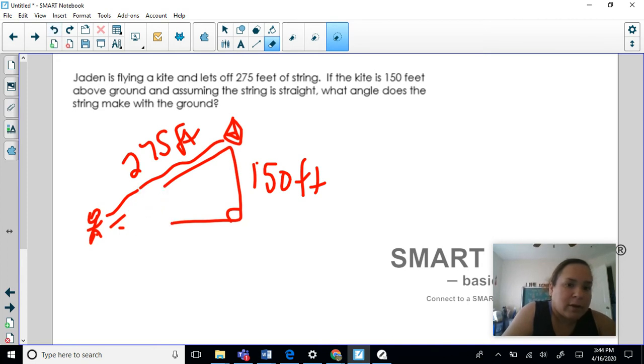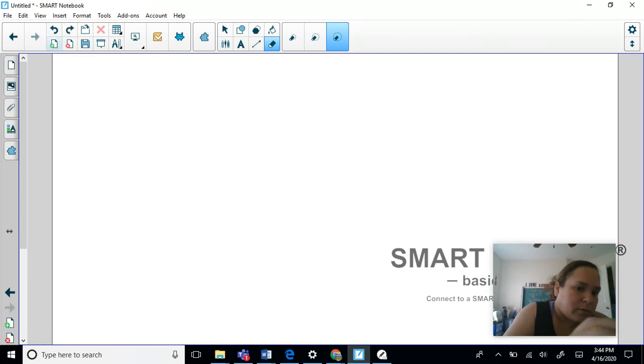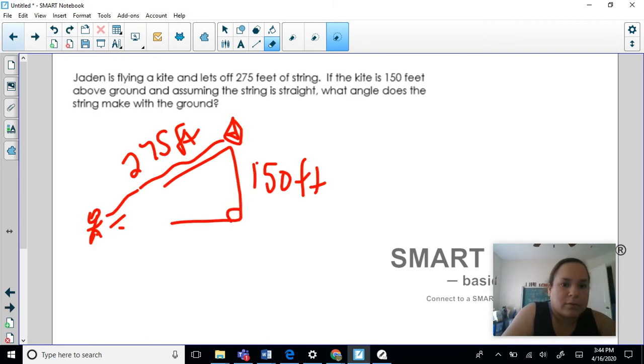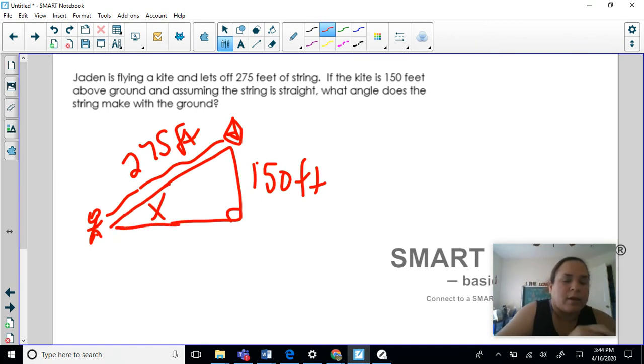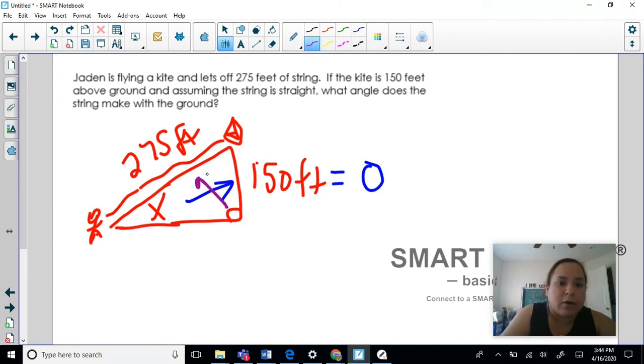We can say here, oops, hold on. You're going to label that x. There we go. Okay, so what angle does the string make with the ground? So this is our picture that we're dealing with, right? And we notice that the x is across, we have 150, so this is going to be our opposite side. And then the 275 is directly across from the 90, so that is our hypotenuse side. So we're going to use tangent in this case.